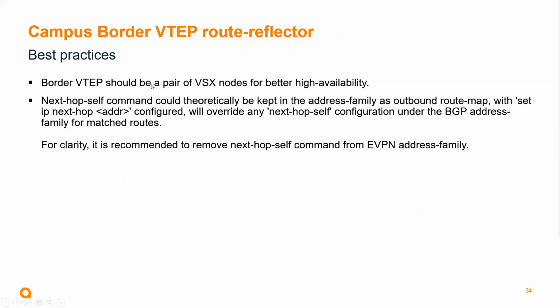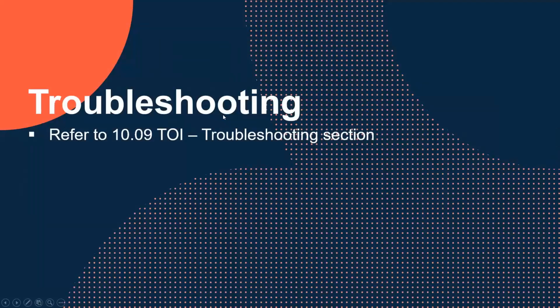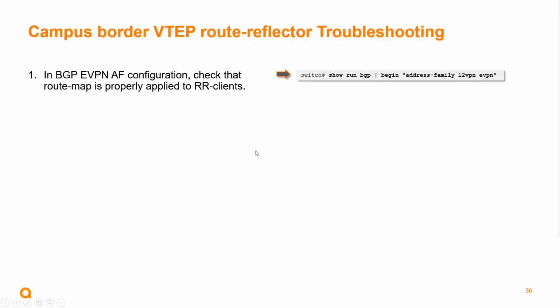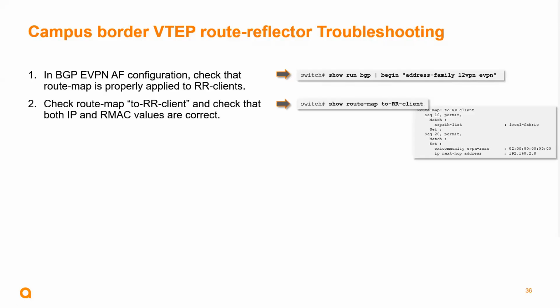Best practices: use VSX as a VTEP for better availability. Next-Hop Self, you understand that you cannot use it, but theoretically speaking, you can keep it because the route map is overriding the behavior of Next-Hop Self. However, for clarity, really do not use it. So please refer for the troubleshooting to the TOI of 10.09. I'm going to explain a few things here. Check that inside the BGP EVPN address family, you have the route map properly applied on the route-reflector.